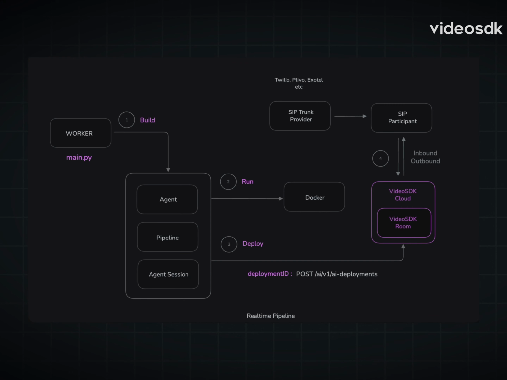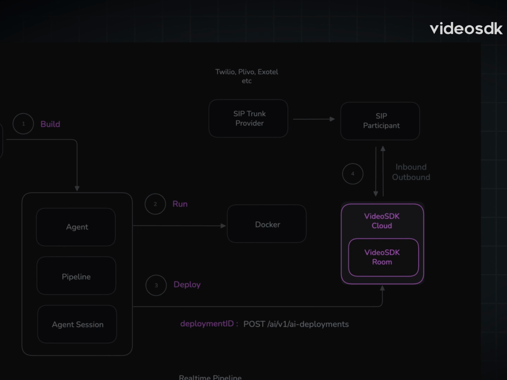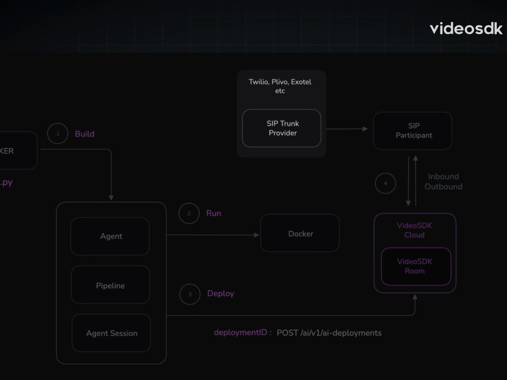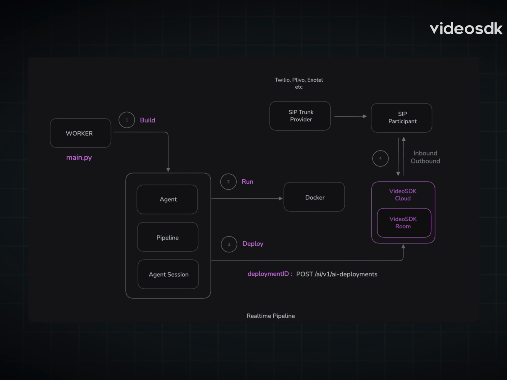You can either self-host your AI agent, or you can deploy it to Video SDK Cloud, where you can handle the connection between your SIP provider and Video SDK. And you can choose any SIP provider like Twilio, Plivo, and Exotel. So first, let's start by adding inbound gateway.